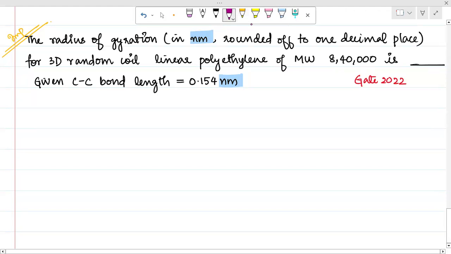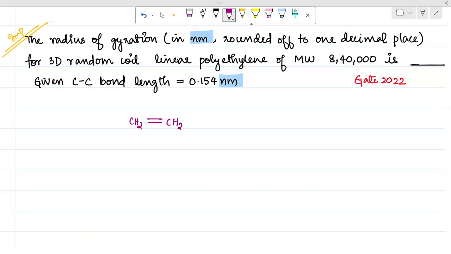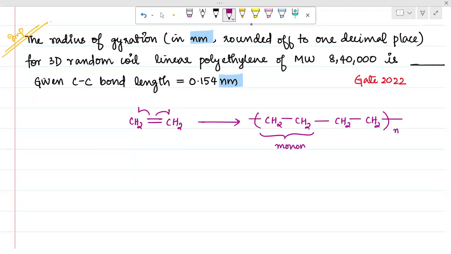So they have said that there is a chain of polyethylene. Now we know ethylene, which undergoes free radical polymerization to form polyethylene, correct? So this is one monomer, this is two monomer, and so on. You can have n number of monomers. So actually this is our monomer. What is our monomer? CH2, CH2. That is our monomer. Okay. Now the thing is, in the question, what they did is they took the CH2 fragment as the monomer.